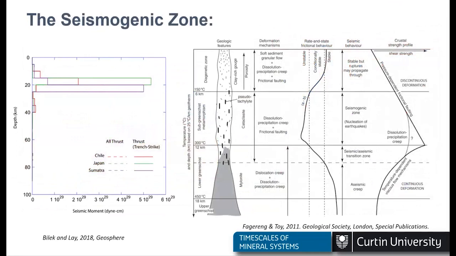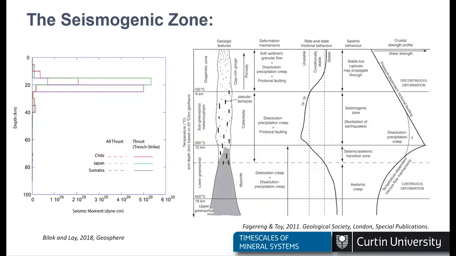When you zoom in closer, this diagram on the left here plots not just the frequency distribution of where those earthquakes occur, but also scales it to the energy released during those earthquakes, so the seismic moment. You see most of the energy released is in this very narrow band, right? Probably between 15 and 25 kilometers depth. And that relates to this idea of a seismogenic zone.